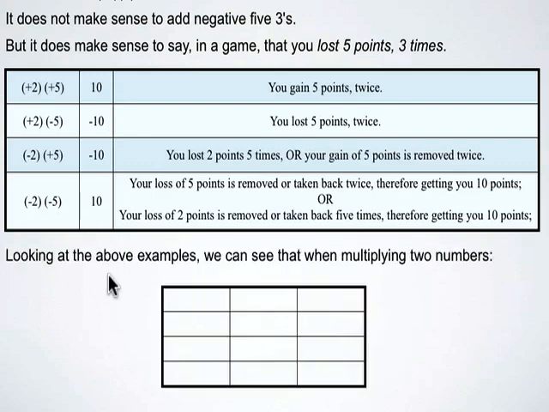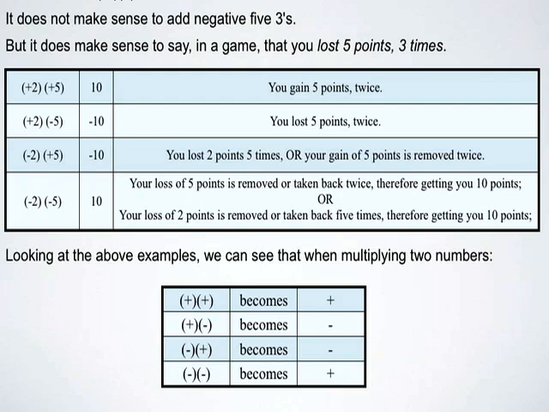So if we look at the above examples, we can see that when we multiply two numbers, a positive times a positive is a positive. Plus 2 times plus 5 is 10. A positive times a negative becomes a negative. Positive 2 times negative 5 is negative 10. A negative times a positive also becomes a negative. Negative 2 times positive 5 gave us negative 10.